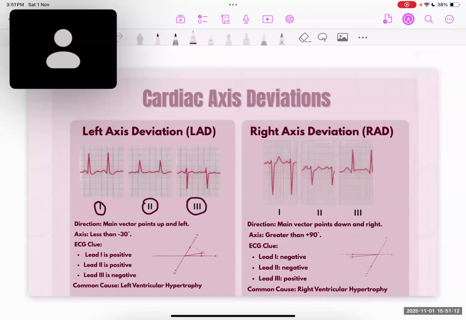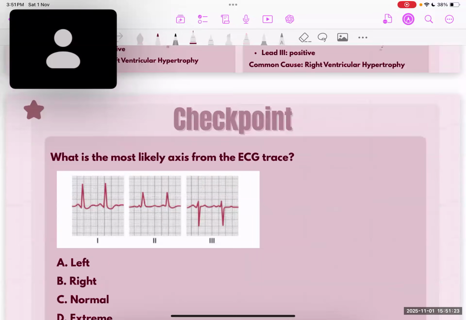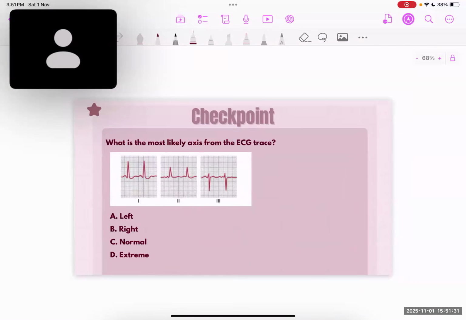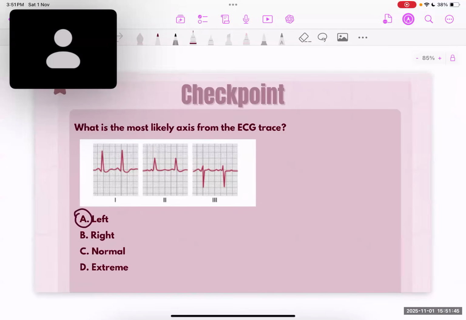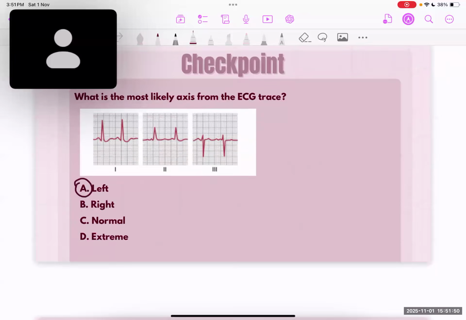So just memorize this. Whenever you see this, you're going to have to guess which axis we are in. And for that, we have a checkpoint now. What is the most likely axis from the ECG tracing? Yes, if lead 1 is positive, lead 2 is positive, and lead 3 is negative, that means it's a left axis. Left, yes, perfect. So positive, positive, negative means it's a left axis deviation. Extreme, they did not go into details for you, so I'm not going to mention it. So no need to know that.